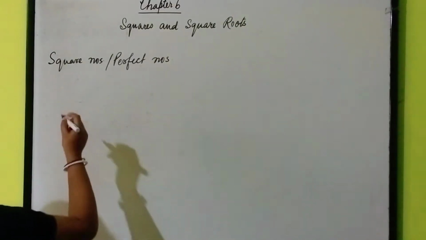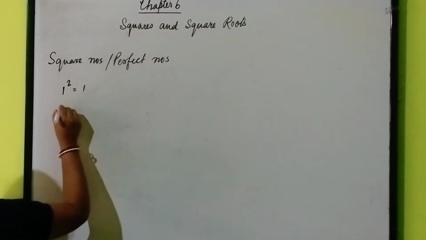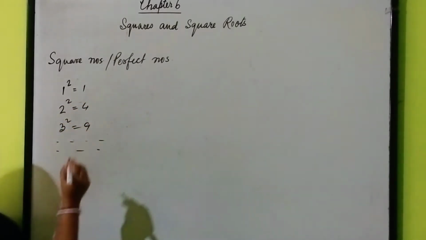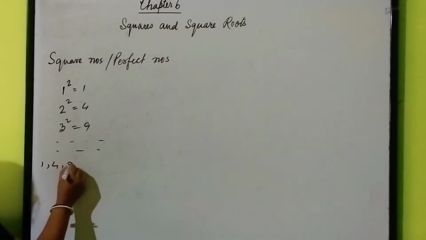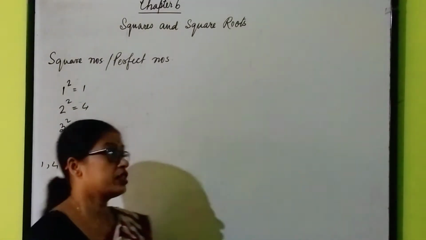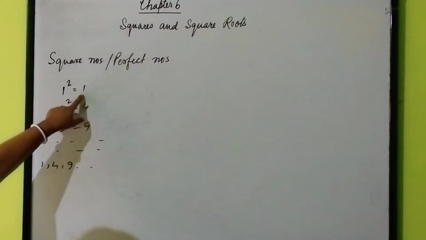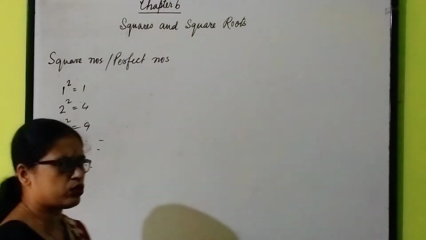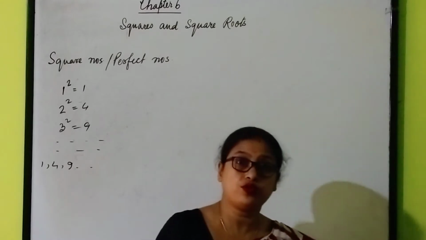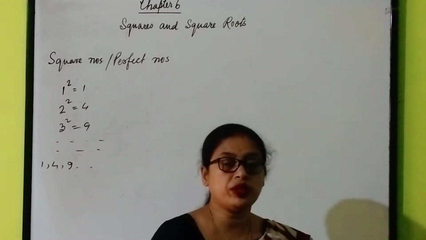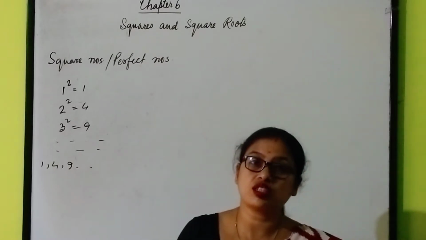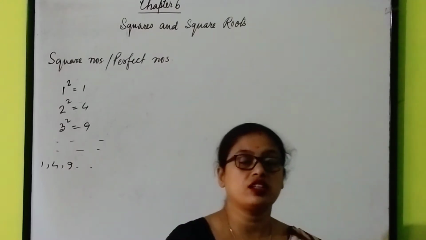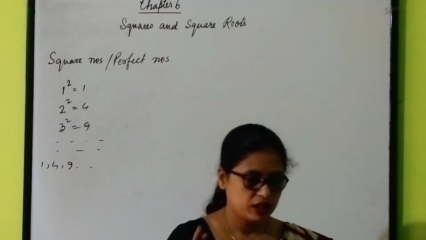For memorizing it, you see, suppose 1 square equal to 1, 2 square equal to 4, 3 square equal to 9. In this way it will go on. Then 1, 4, 9, these are known as your square numbers. 1 can be expressed as 1 square, 4 can be expressed as 2 square, 9 can be expressed as 3 square, 16 can be expressed as 4 square, 64 can be expressed as 8 square. That is why 64, 16, 1, 4, 9, 81, 49, all these are your square numbers. Understood? Okay? These are your square numbers.